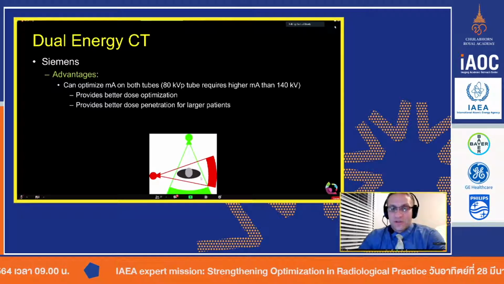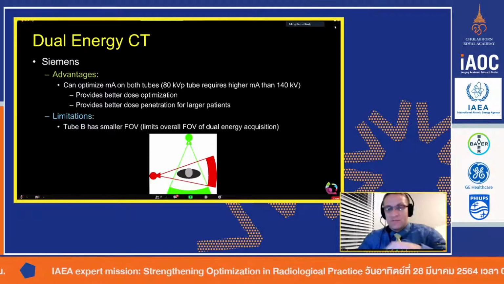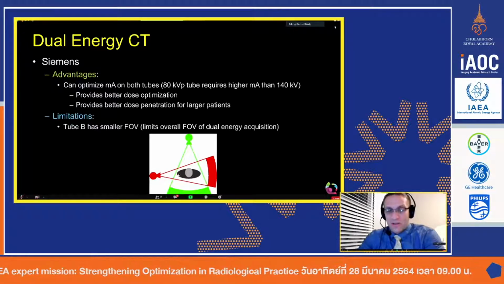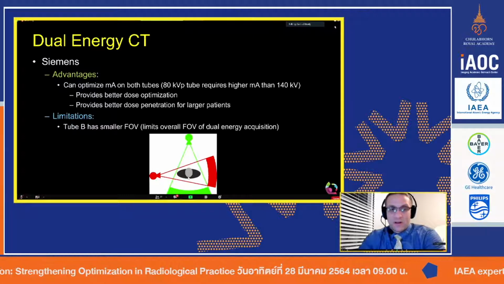You can use tube current modulation. So as it spins around, you can change the amount of mA you use for the thicker part versus the thinner part of the body.